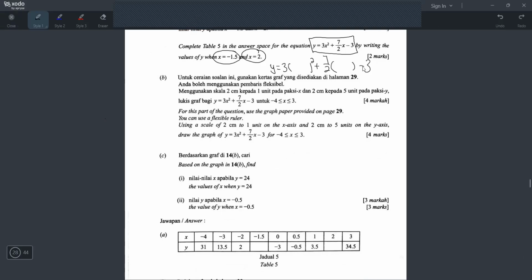Oh, by the way, what chapter is this? Do you know? This chapter is called graph of function. Okay, you never learn this in form 4, form 5. You learn it in lower form. Yeah, I think it's form 2 if I'm not mistaken. You learn it in form 2.